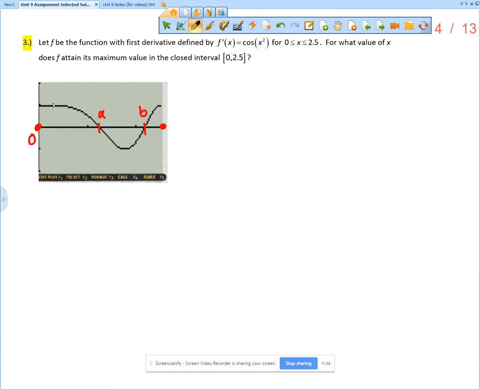What's going on from 0 to A? F prime is greater than 0, right? This graph is above the x-axis, so we say it's positive. Between A and B, f prime of x is less than 0, so the derivative is negative. Between B and 2.5, we know that f prime is greater than 0, because it's above the x-axis, so it's positive. So what does that mean?